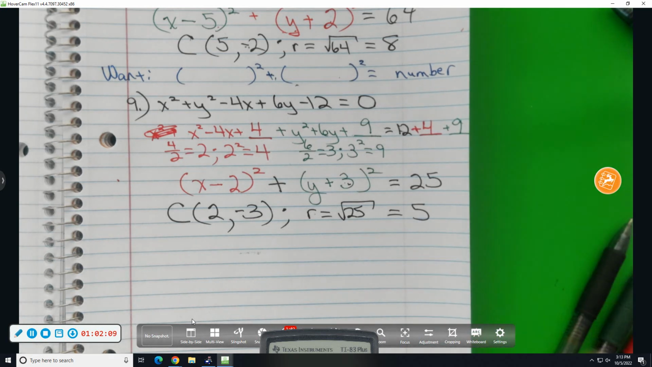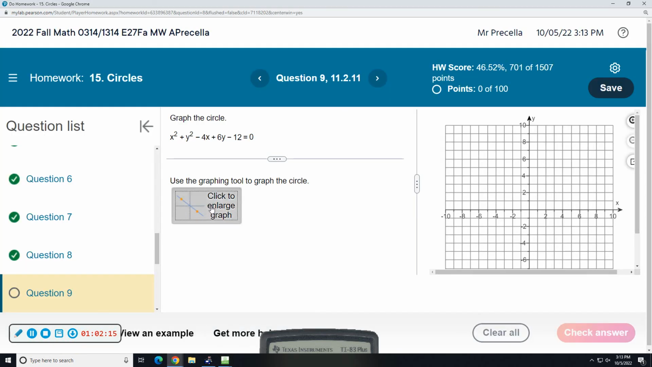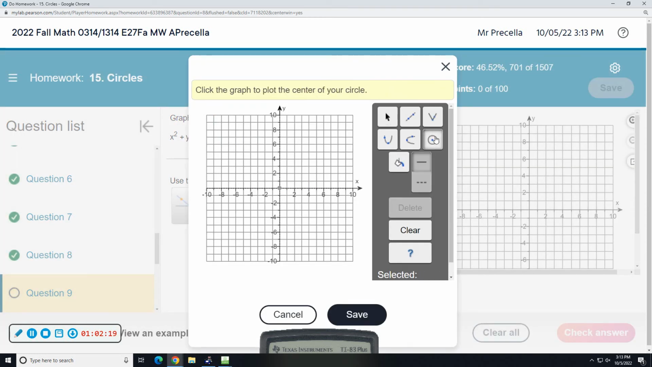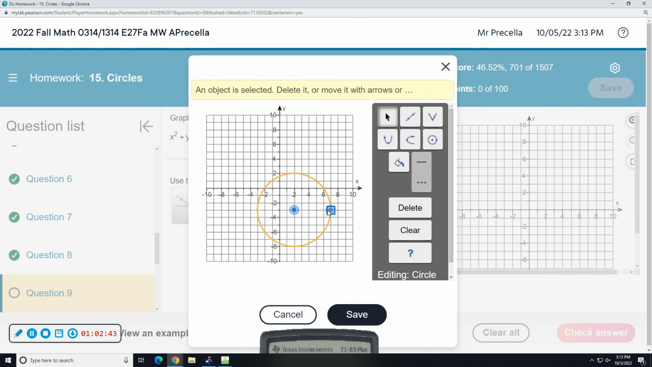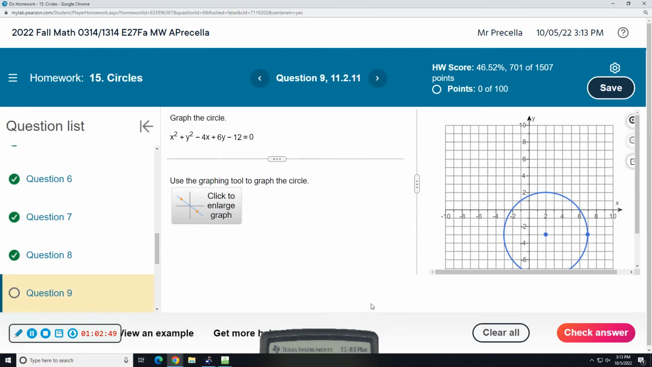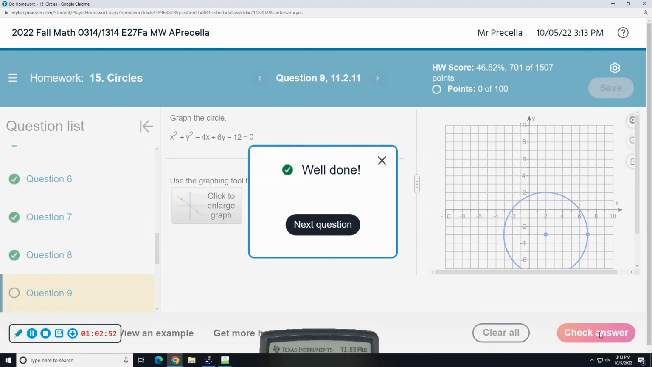So we go over to draw the graph. Click, circle. Oh, this is good. It's incrementing in terms of ones. So the center is at 2, negative 3. And then the radius was 5. Well, let's count up to the right 5. 1, 2, 3, 4, 5. We were at 2. We moved over 5, so now we're at 7. Any questions there?